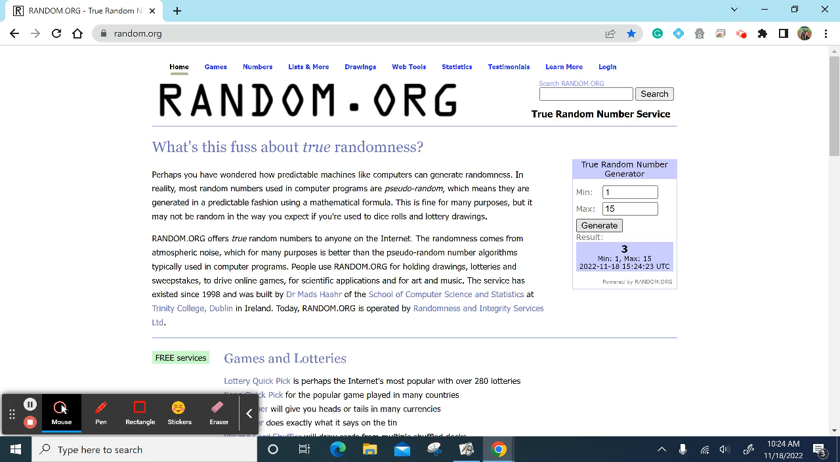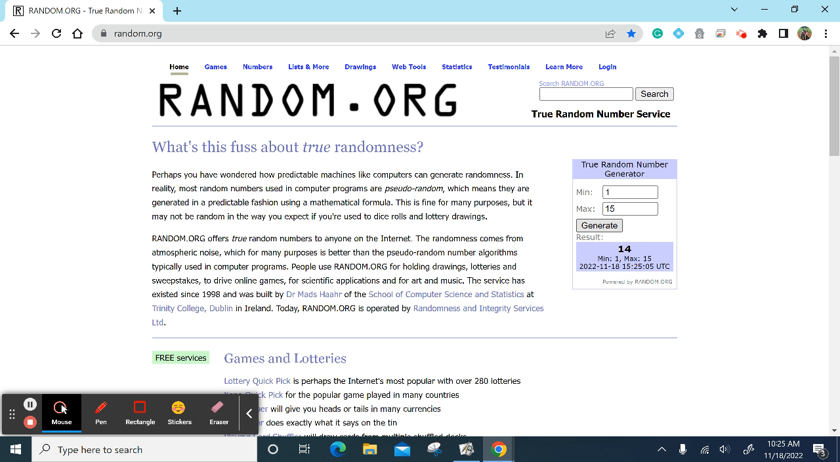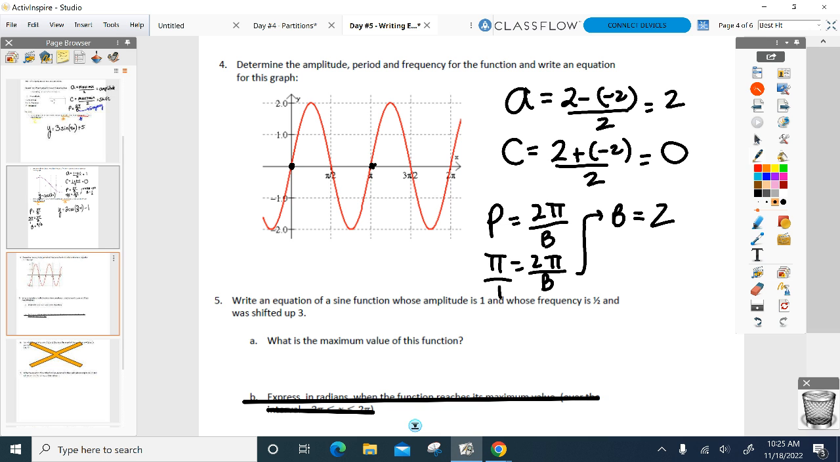When you have the B value, let me know. B value. 2. Good job, Tim. And finally, how about the equation now? We got everything we need. Here we go. Y equals. Y equals 2. All right, now it's up to you.